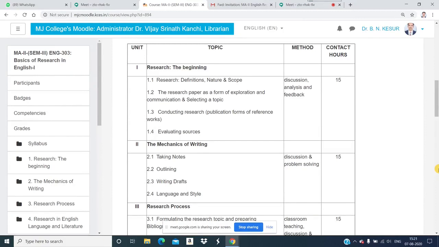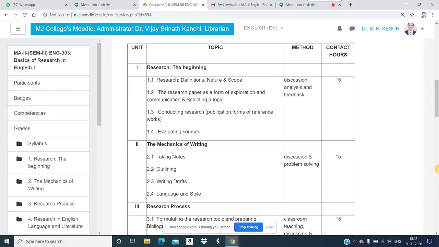Then, while conducting research, the researcher has to think about the publication forms of reference works. That means what kind of references the researcher is going to use. So there we will try to understand various kinds of research resources, for example print resources or e-resources. We will think about those things there.